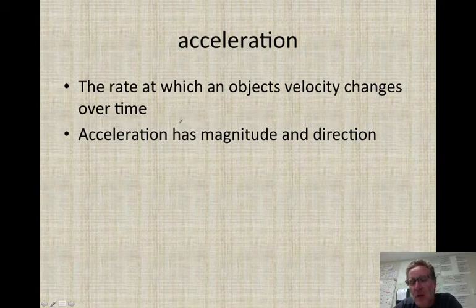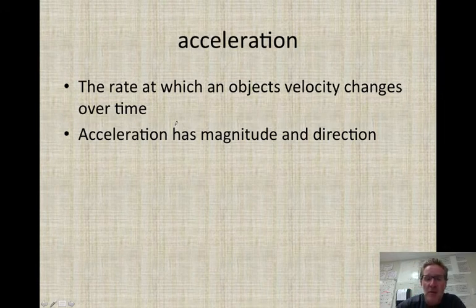So remember, velocity is a vector. That means it has a direction and it has a magnitude. So if we're increasing the velocity or decreasing it, that would be acceleration. And if we're changing the direction, that would also be acceleration. We will focus on changing the magnitude, so things like speeding up or slowing down.